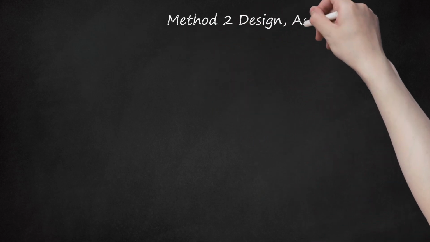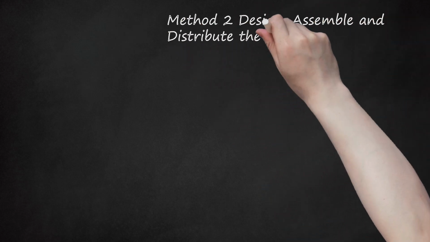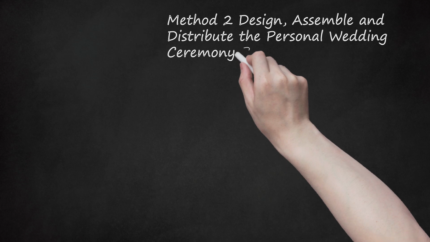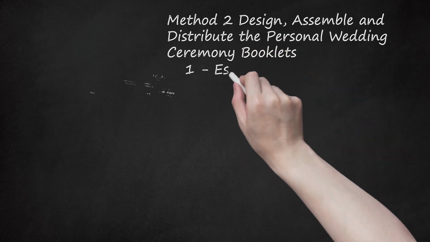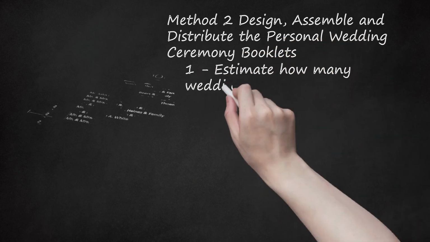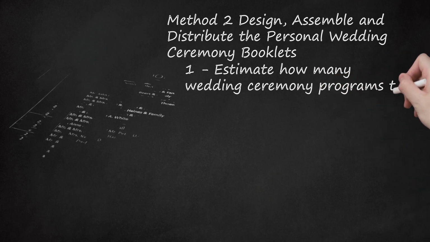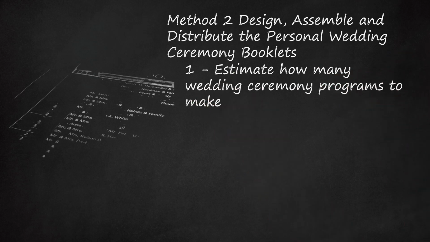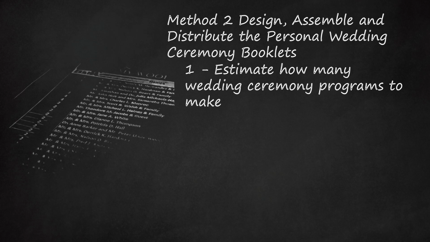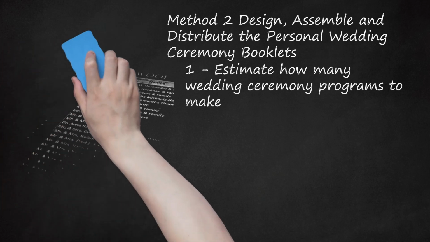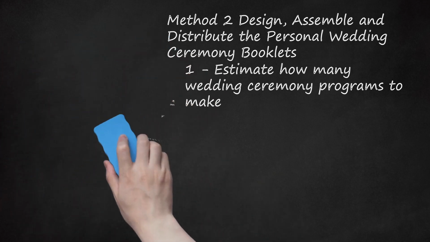Method to design, assemble, and distribute the personal wedding ceremony booklets. 1. Estimate how many wedding ceremony programs to make. Most wedding etiquette experts suggest providing one ceremony program per couple and one per single guest. Plan to make at least 20 extras as keepsakes for the wedding party and family members.